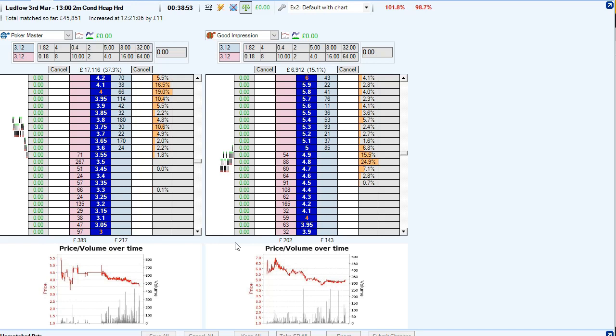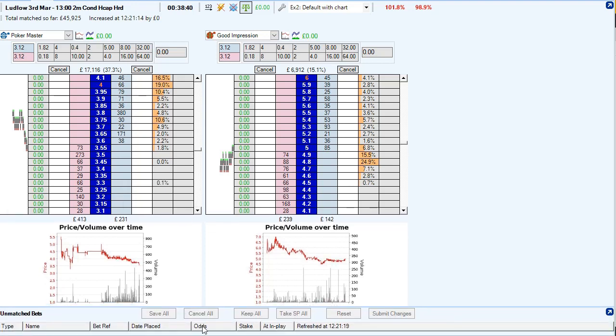And that's why we set the trade up before we go in play, so that we automatically have it set there ready for when we go in play. So if I was to place a back bet now and then a trade out, which I'm not going to do because I don't want to mess it up, if I tick keep all, it will keep that bet in play.